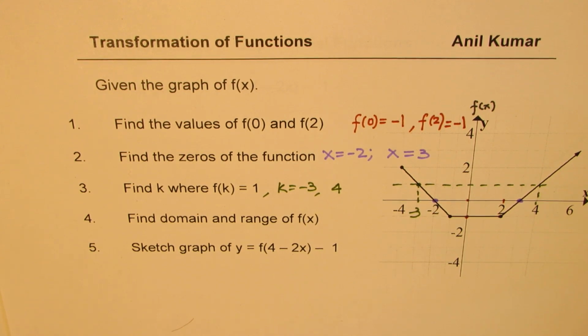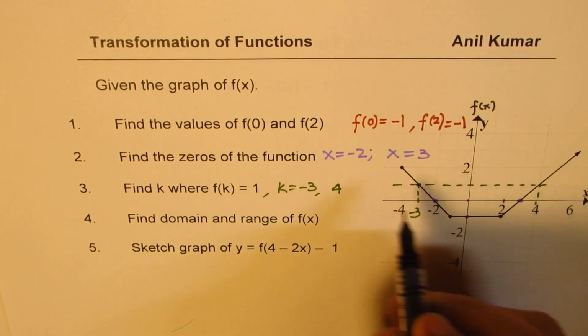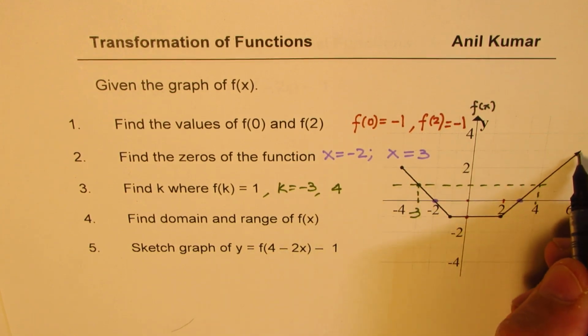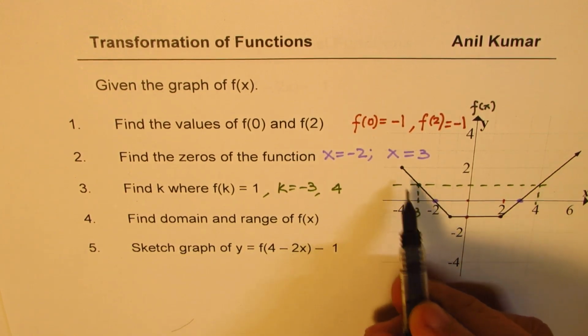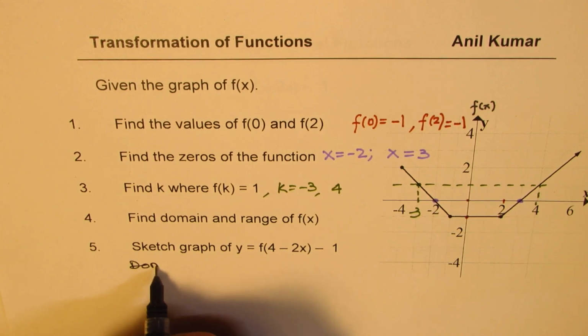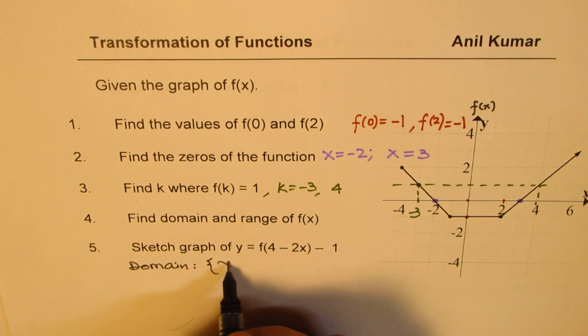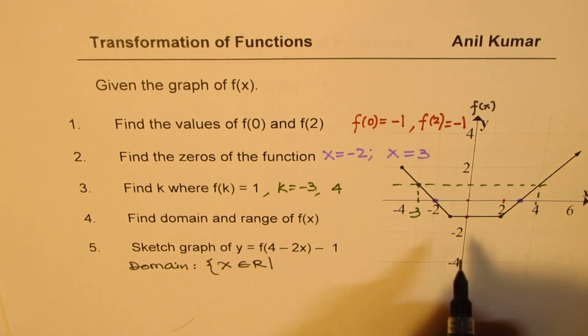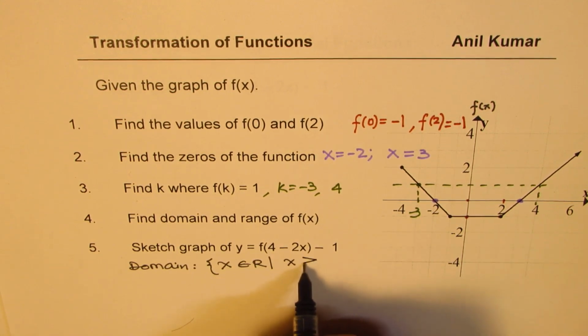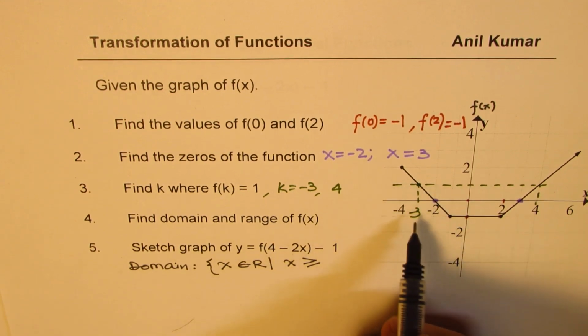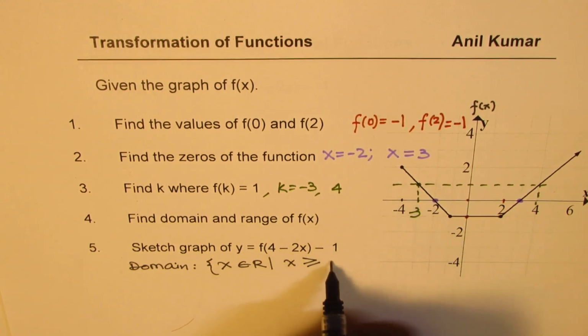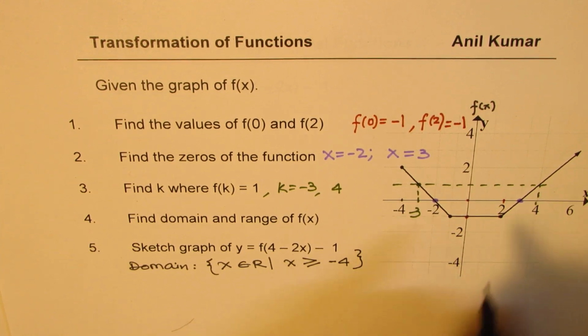Now we need to write domain and range of the function. For the domain of the function, you have to carefully see that this point is included, but here we have an arrow. That means it extends. So as far as the domain is concerned, since it is a solid line, we'll say x belongs to real numbers where x is greater than or equal to minus 4, right? Because everything is included here, right?